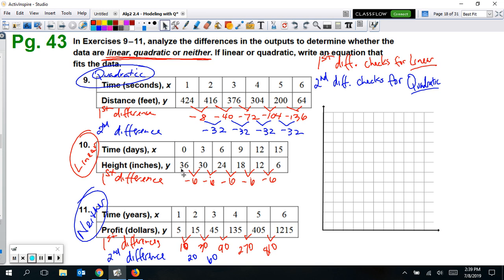We could see here's 36, that would be our y-intercept. And we know that our slope is going to be negative 6, because that's the common difference. You can put that down here for this one: y equals negative 6x, that's the slope number, your common difference. And then plus 36, because whenever x is 0, that's your y-intercept. So there's an equation for the linear.